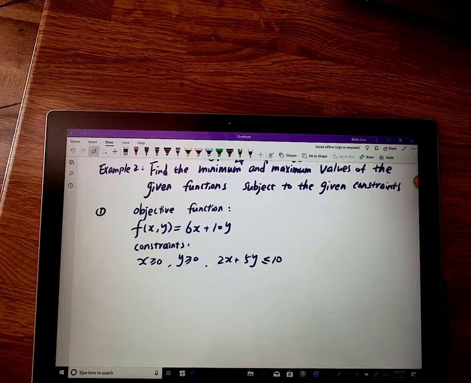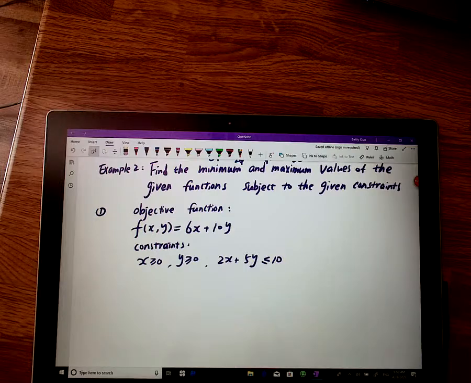Step 3 tells us how we find the maximum or minimum value for the objective function. For the details of the guideline, please refer to my notes. For the sake of time, I didn't copy them here. But we are going to apply that guideline to example 2. Let's see example 2. Find the minimum and maximum values of the given functions subject to the given constraints. Let's look at number 1.